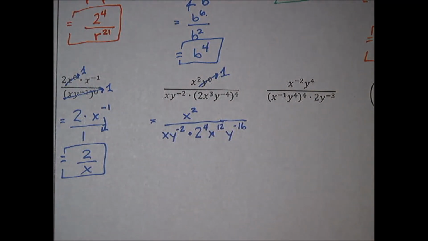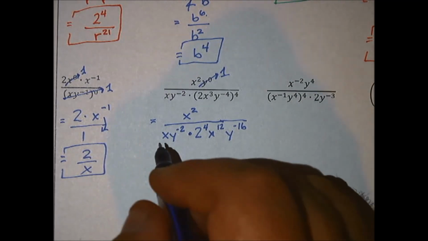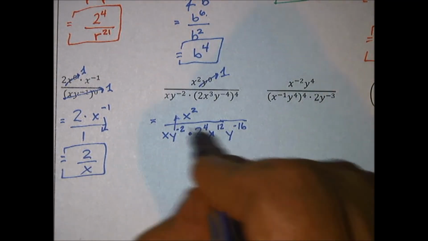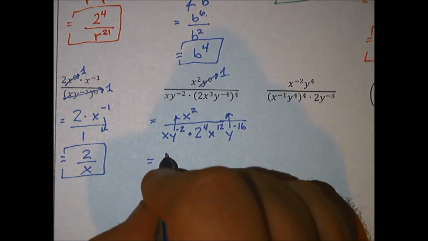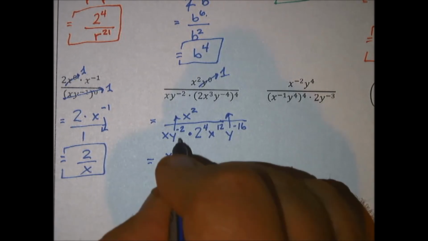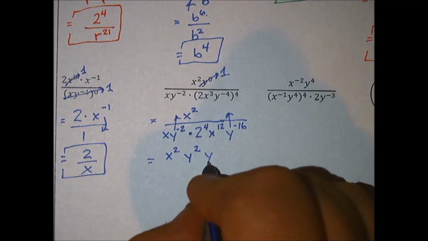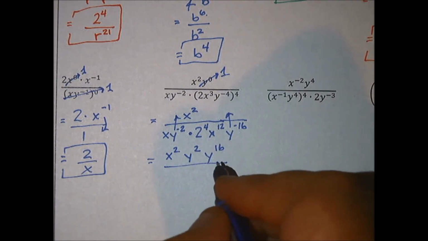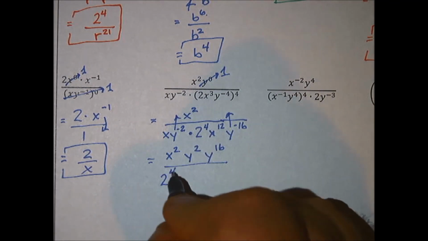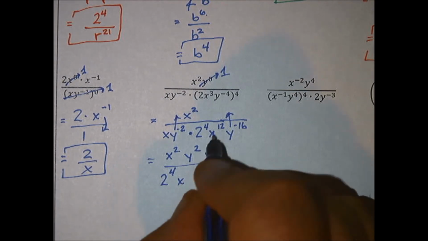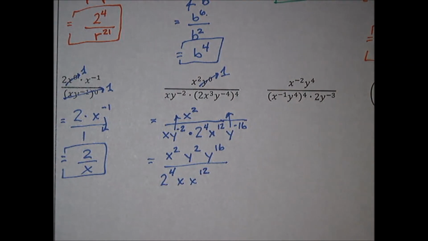All right, still a bunch of stuff on the bottom. Two of those things are y's and they're negatives. So I'm going to go ahead and move those up. It's negative, so I move it up. Let's just rewrite what we have. We're going to start with the x squared. I have y squared, change the sign, and this y to the 16th, change the sign. On the bottom, I'm going to put my 2 first. So 2 to the 4th, there's an x, and there's an x to the 12th that didn't move. And now we just simplify.